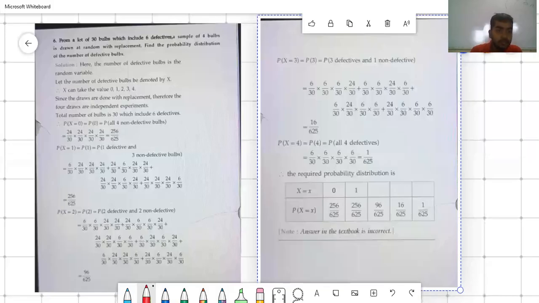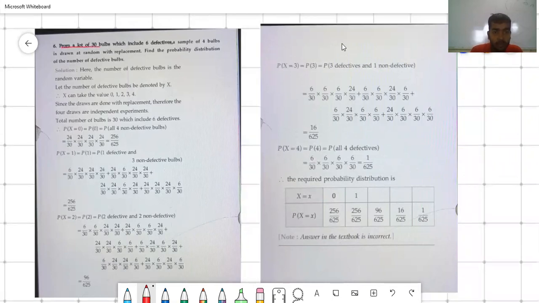Question number 6. From the lot of 30 bulbs, 6 are defective bulbs. Now we have to draw a sample of 4 bulbs at random with replacement and find the probability distribution of the defective bulbs.